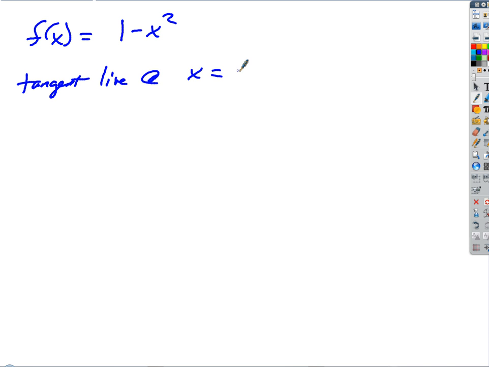Okay, so let's look at this. What if we have the function f of x equals 1 minus x squared, and I want you to find the equation of the tangent line at x equals 2, using the derivative. Let's at least get started on this together, and then maybe I'll let you work in groups for just a second and see if you can get through this a little bit.